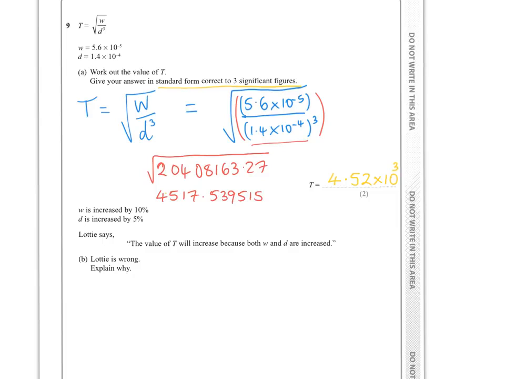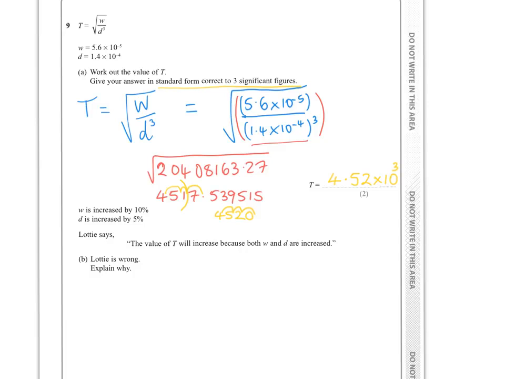Because if you think about it, this had 1 power of 10, 2 powers of 10, 3 powers of 10, and then you had to round it to 3 significant figures, didn't you? So 1, 2, 3. Okay, so 4.52 times 10 to the power 3 is what I got for part A.